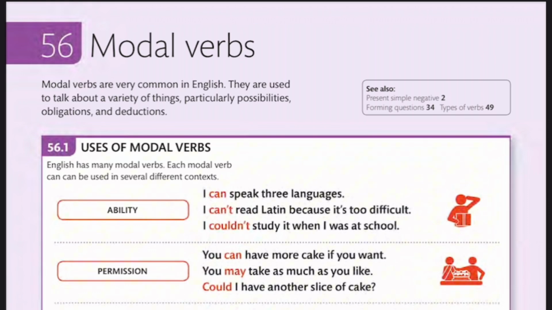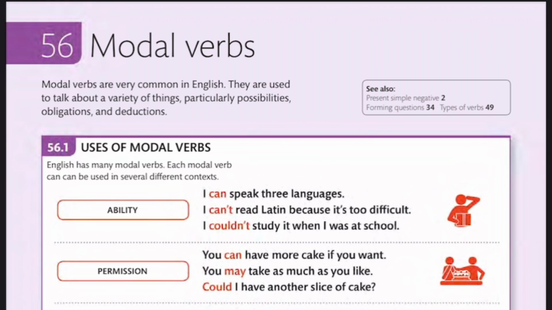I can speak 3 languages. I can't read Latin because it's too difficult. I couldn't study it when I was in school. What about permission? We can actually use can to express permission. For instance, you can have more cake if you want.